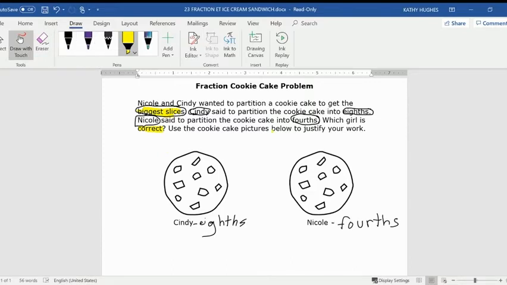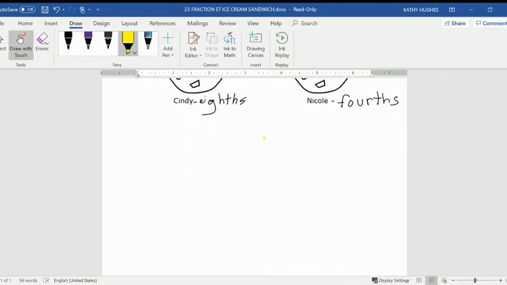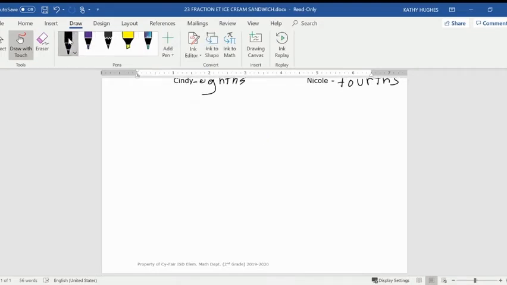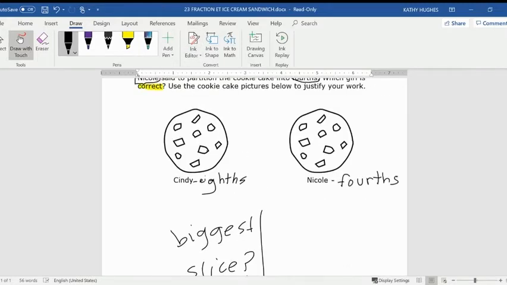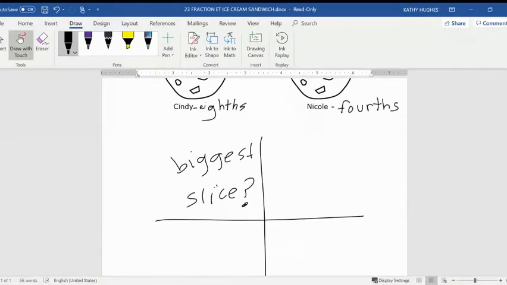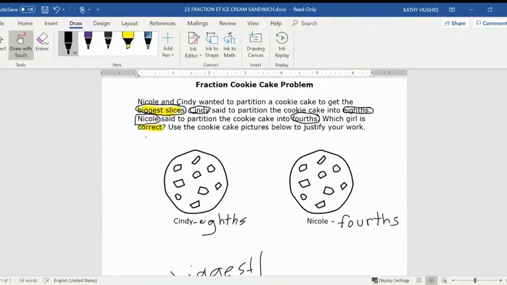So go ahead and on your paper, you're going to draw your window pane. And we're looking to see who is correct. Who has the biggest slice? Now notice I didn't write who's correct. I wrote biggest slice because to me, that's going to help me answer this question better than saying who is correct. When I answer who has the biggest slice, I'm also answering the question who is correct.